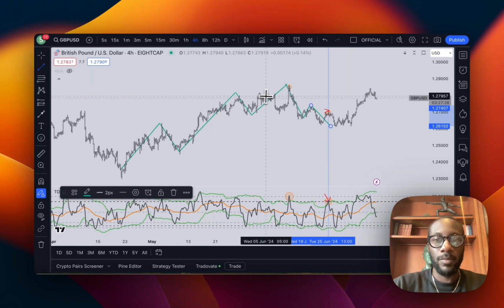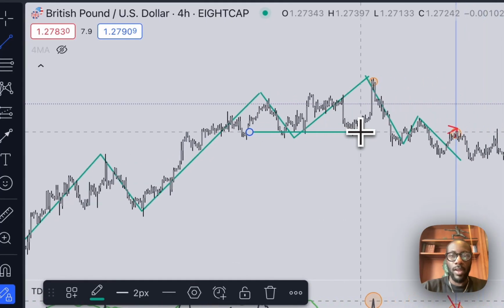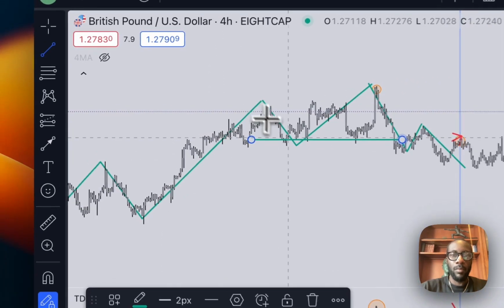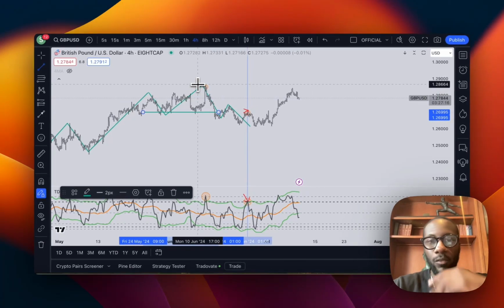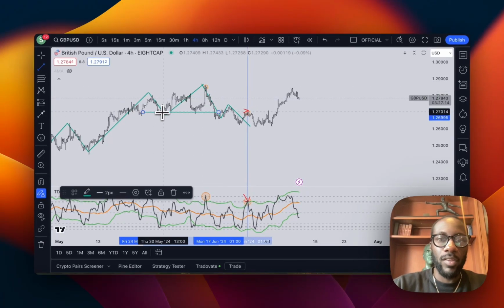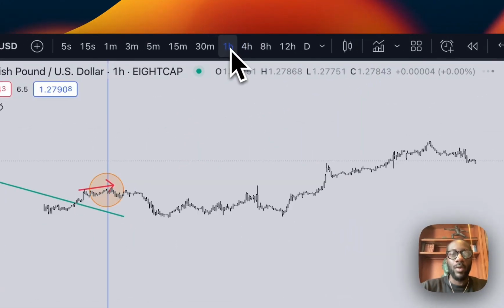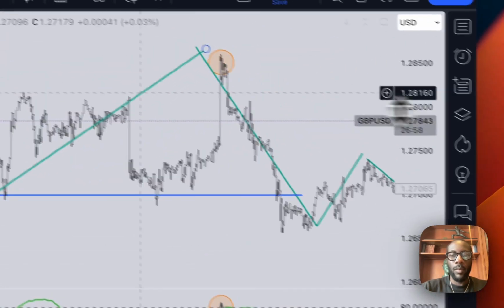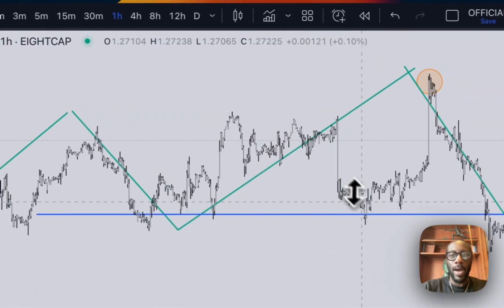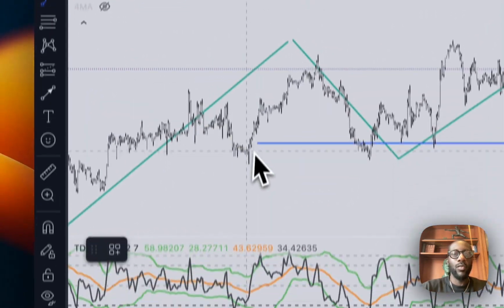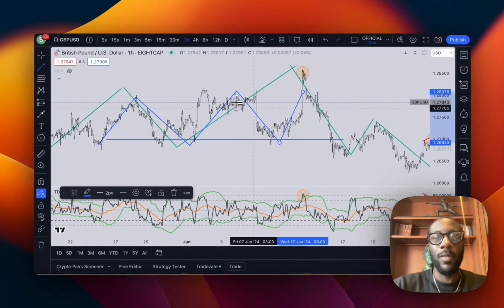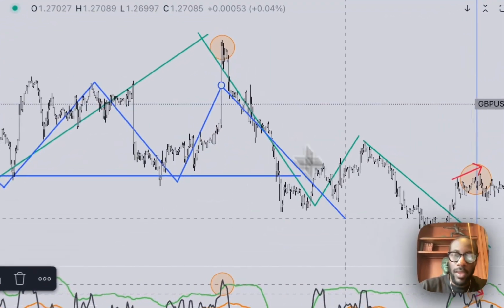So over here, you'll notice that I'm going to draw this pattern right here where we had formed this bottom. Price came up, pulled back, continued on that 4 hour. But then right here, if you go down to the 1 hour, you'll notice that price was forming this consistent bottom. And we were actually more so ranging on the 1 hour.